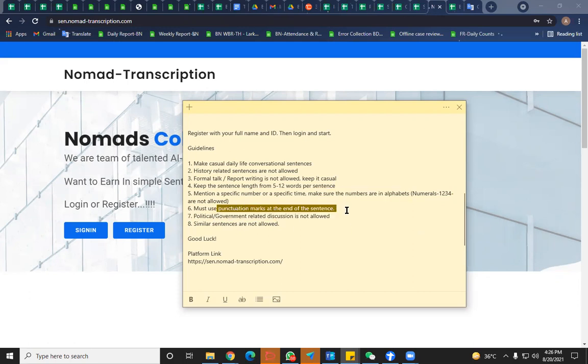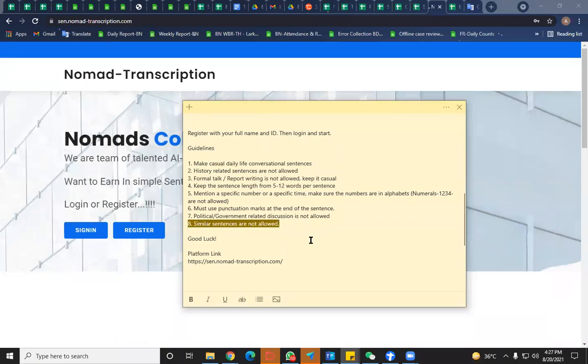Must use punctuation marks at the end of the sentence. This is important, that each sentence should have a sentence ending punctuation mark, or the sentence will be counted as incomplete. Political or government related discussion is not allowed. Make sure not to make this mistake by talking about politics or talking about some political party or some government decisions, etc. Just make it a daily life conversation, that I did this, my friend did that, my brother does this, my father does this, etc. And there are like millions of sentences that you can make daily life casual sentences.